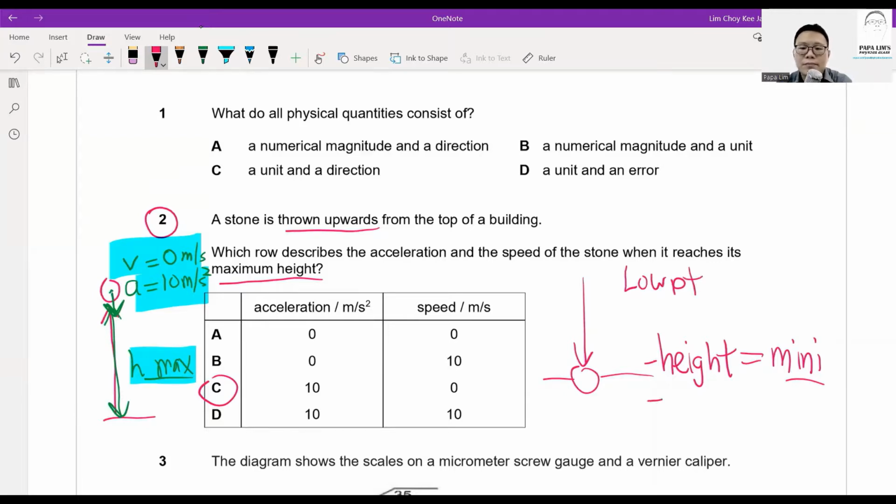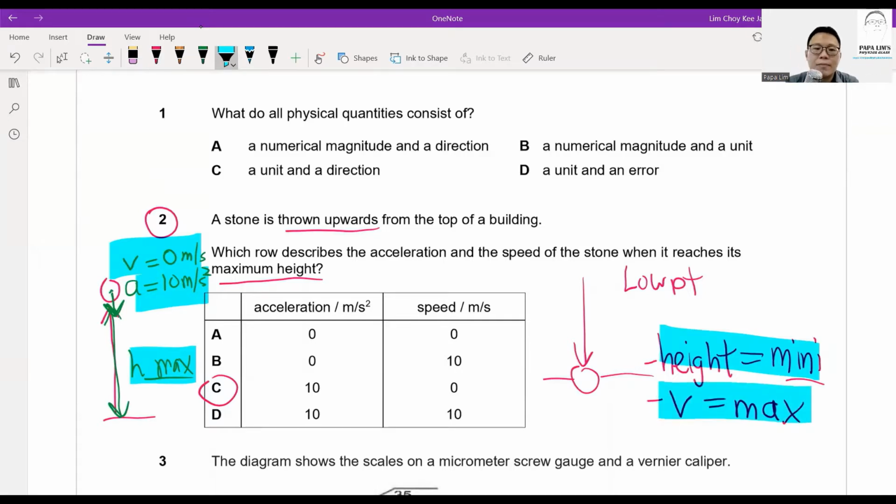I will know that the velocity at this particular point, at the lowest point, will actually be what we call the maximum, which is when all the kinetic and gravitational potential energy are converted to kinetic energy. So for an object at the lowest height, the height will be the minimum and the velocity, on the other hand, will be the maximum.